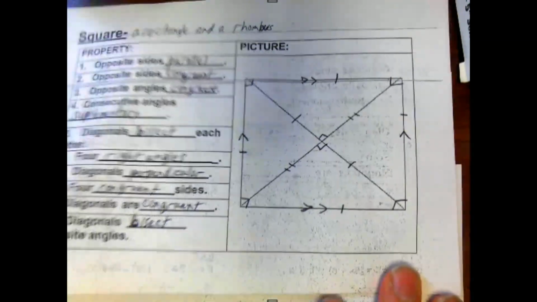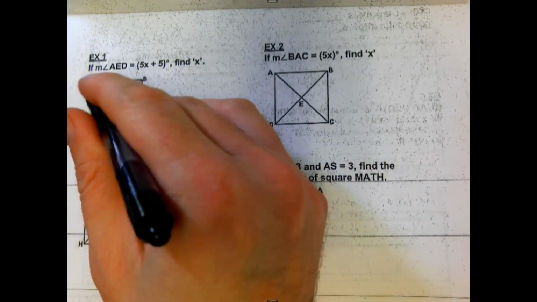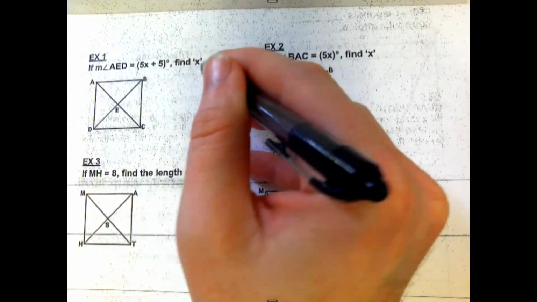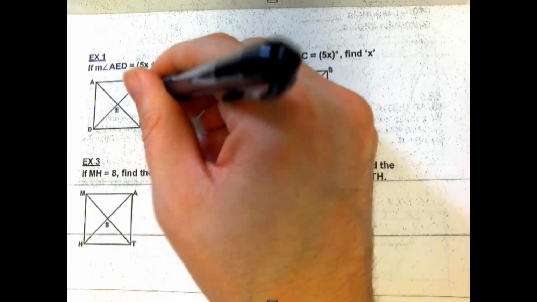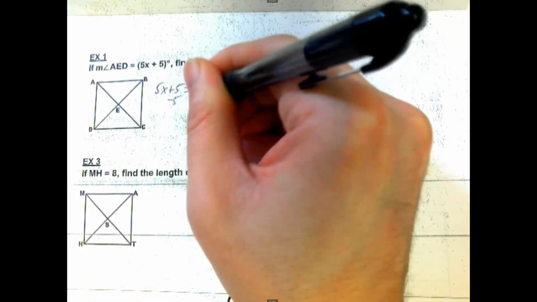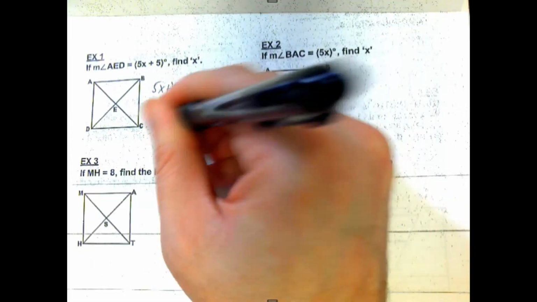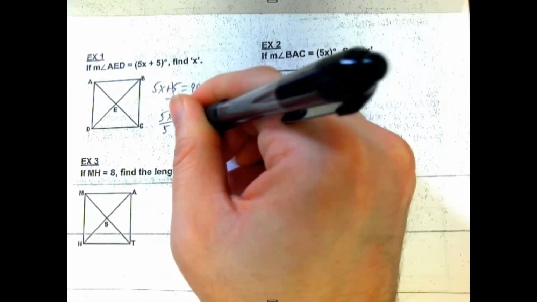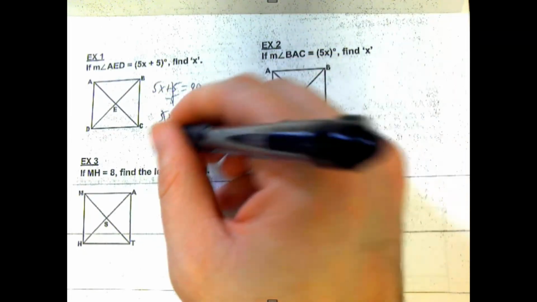Okay, let's move down to the examples. Example 1, if the measure of angle AED equals 5x plus 5, find x. This, of course, is perpendicular, so that means it's a 90-degree angle. So 5x plus 5 would equal 90, minus 5 on both sides would get you 85, and then divide both sides by 5. 85 divided by 5 is 17.